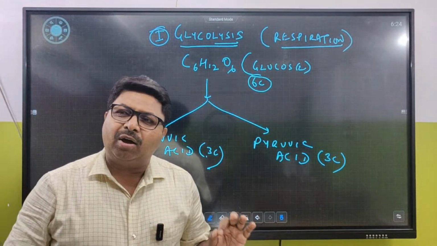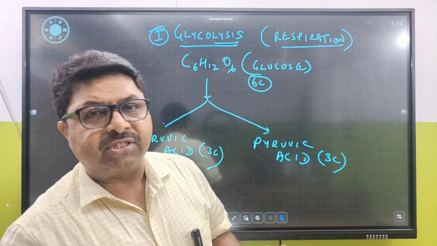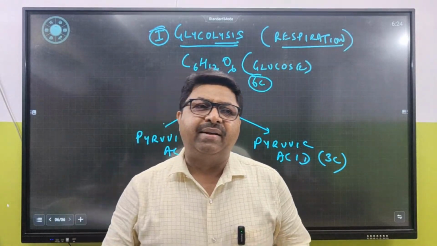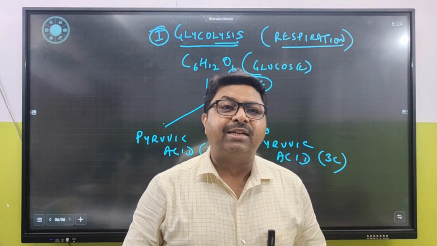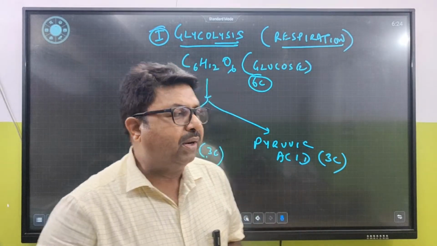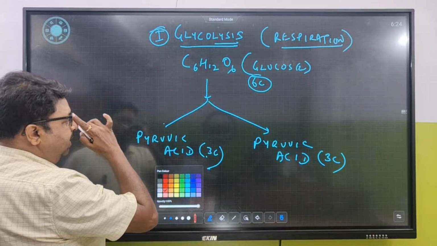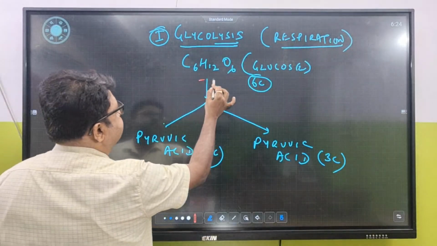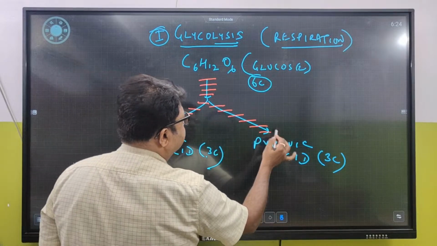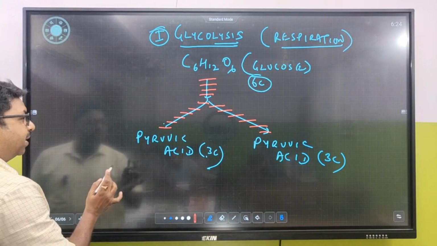What is this process called? Glycolysis. It is the process by which glucose is broken down into 2 molecules of pyruvic acid. And this takes place where? Inside the cytoplasm of the cell. Now understand, the most important thing is that it's a 10-step process. I'm just going to show you 4 steps so that you understand.